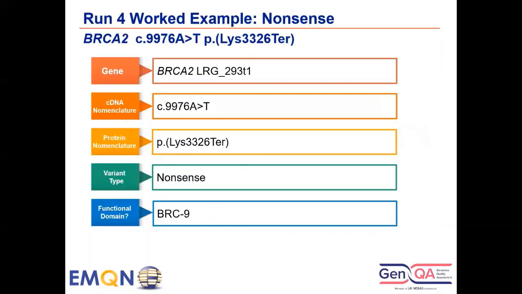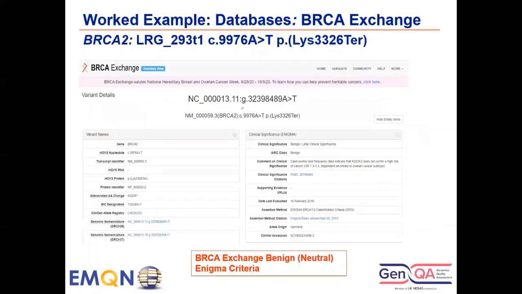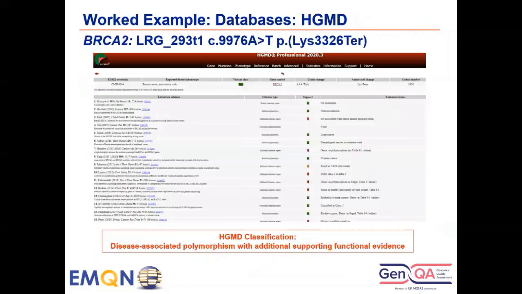Turning to the second example, this is a nonsense variant in BRCA2 at c.9976 A to T, p.lysine 3326 Ter. And looking first at the database BRCA Exchange, they used the ENIGMA criteria to classify this variant as benign neutral. Likewise, HGMD, there are a number of citations listed, and the overall classification from HGMD is that this is a disease-associated polymorphism with additional supporting functional evidence.